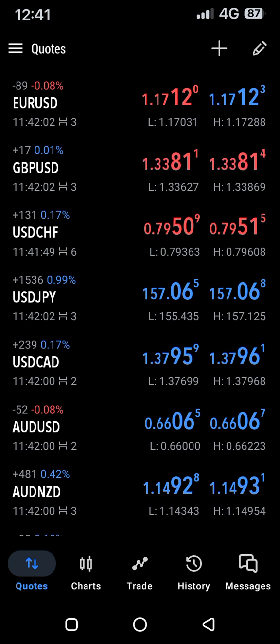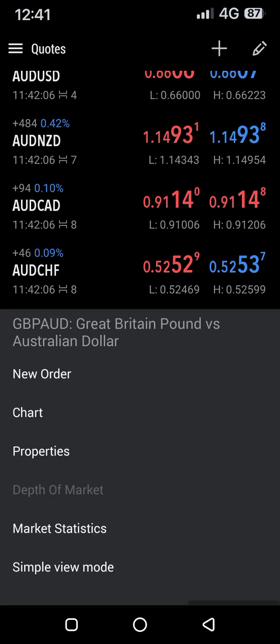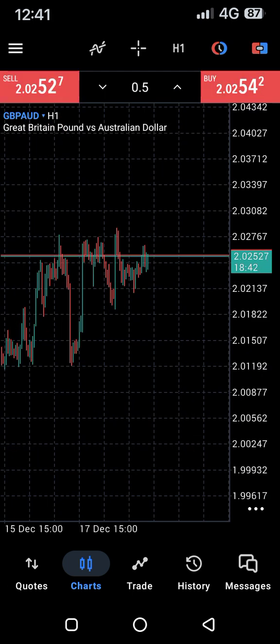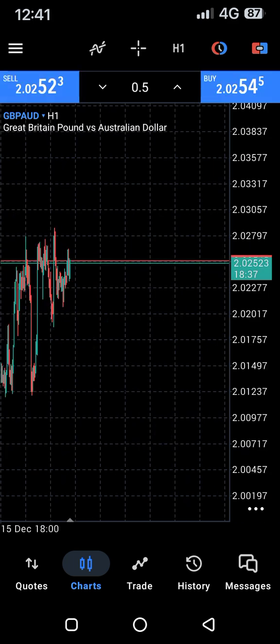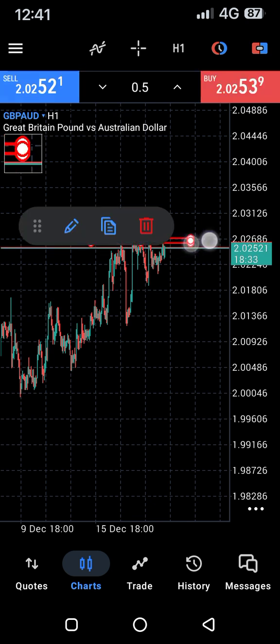The same with the GBPAUD. So I'll go to another pair which isn't related to gold, so let's go to GBPAUD, because this one isn't affected by the USD. So on GBPAUD, you observe that the market has been extremely bearish at this area over here. This was a strong area of resistance in the market before.